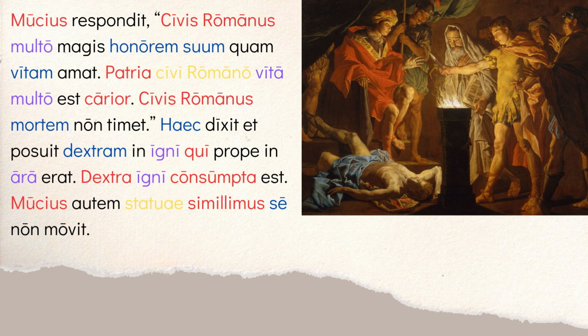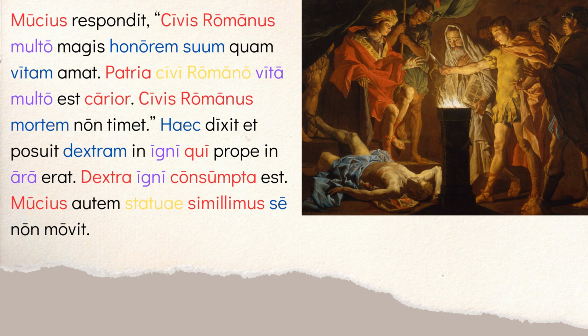Then you have dextra igni consumpta est. So his right hand, his dextra, consumpta est, was consumed. It's perfect passive. It was consumed igni, by the flame or by the fire. Mucius autem statuae similimus se non movit. So Mucius, however, similimus means very similar to a statue. Statuae is what he's similar to. Very similar to a statue. Non movit se, did not move himself. Did not move his hand is the idea. So Gaius Mucius, again, gets threatened by fire if he doesn't give up his comrades.